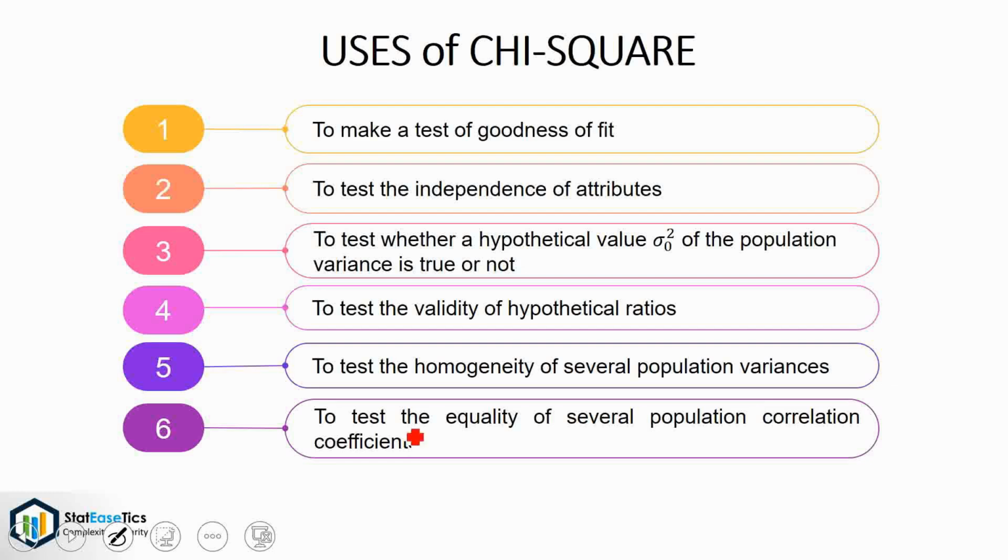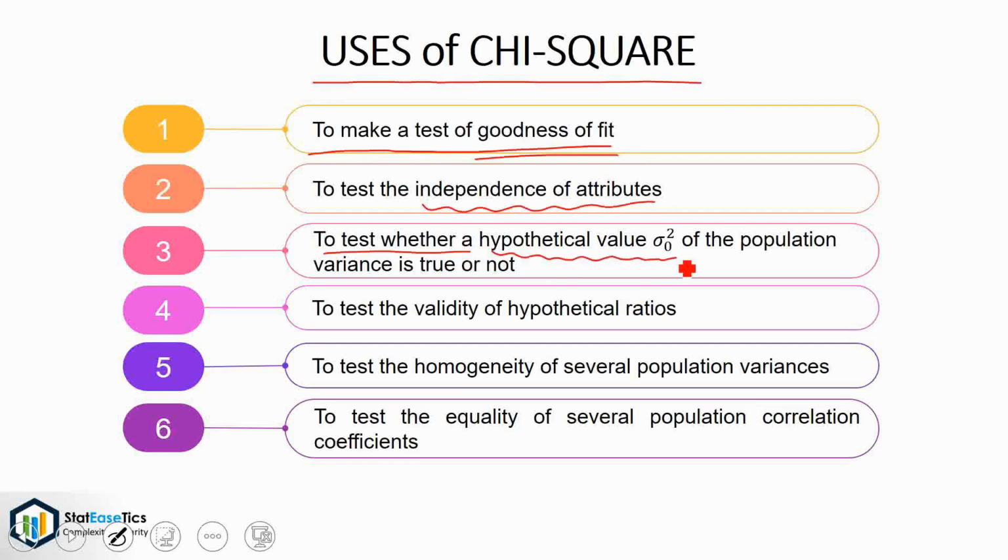Now let's see the uses of chi-square. Chi-square is used to make a test of goodness of fit, to test the independence of attributes, to test whether a hypothetical value sigma0 square of the population variance is true or not, to test the validity of hypothetical ratios, to test the homogeneity of several population variances, and to test the equality of several population correlation coefficients.